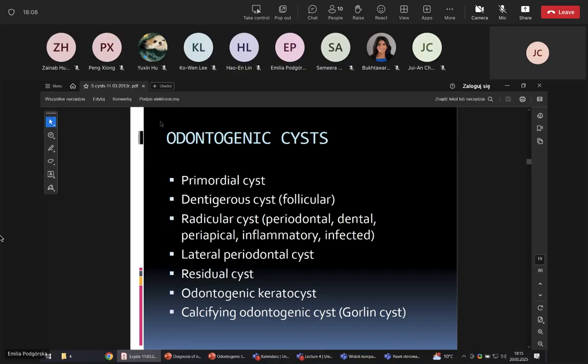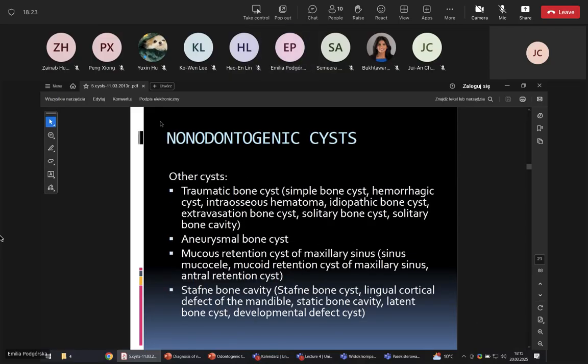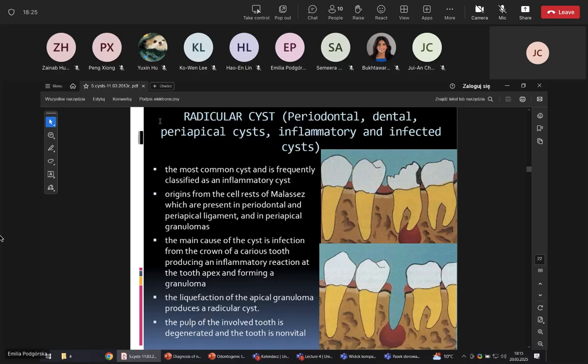Odontogenic cysts: primordial cyst, dentigerous, radicular, lateral periodontal cyst, residual cyst, odontogenic keratocyst, and calcifying odontogenic cyst. Radicular cyst, also called periodontal, dental, periapical cyst, inflammatory, and infectious cyst.